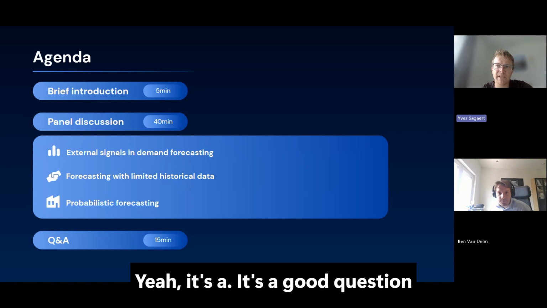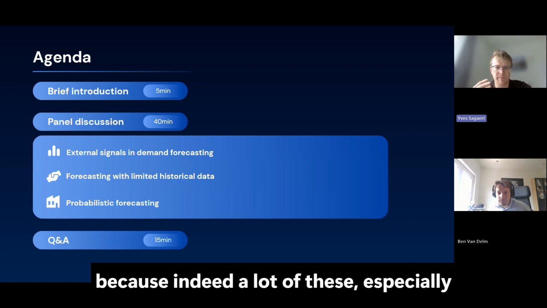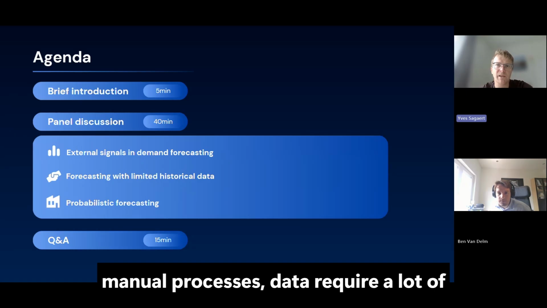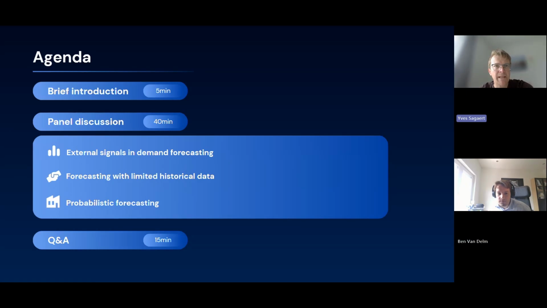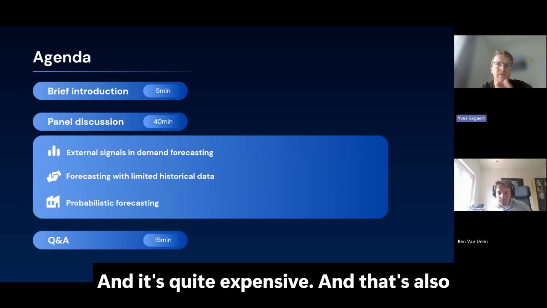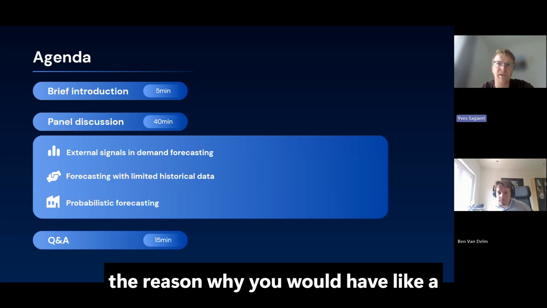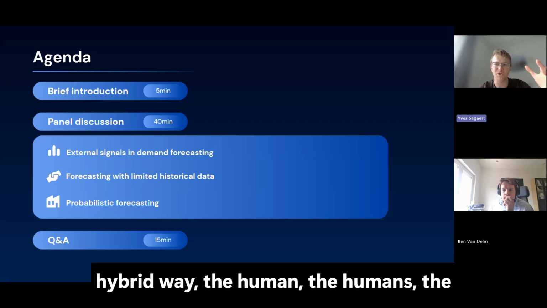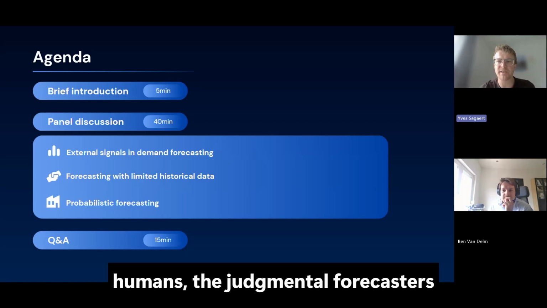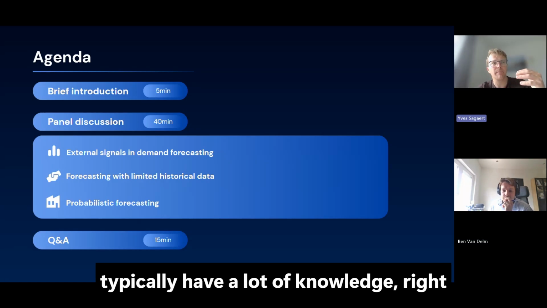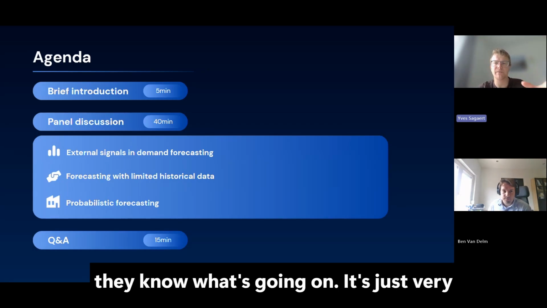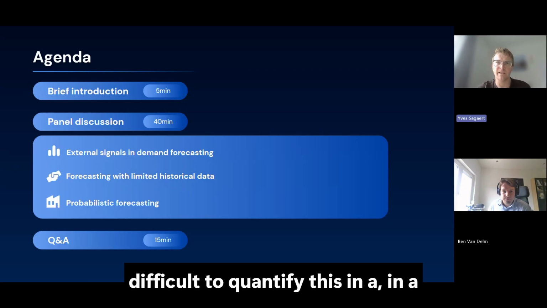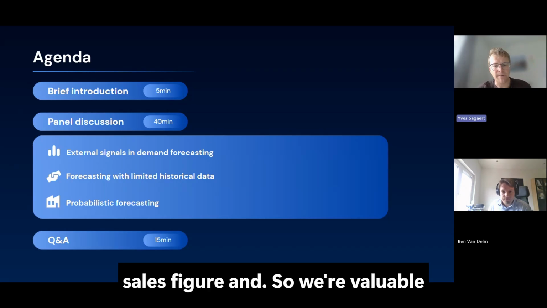It's a good question because indeed a lot of these, especially manual processes, they require a lot of time. We don't have time, and it's quite expensive. That's also the reason why you would have a hybrid way. The judgmental forecasters typically have a lot of knowledge, right? Domain knowledge. They have experience. They know what's going on. It's just very difficult to quantify this in a sales figure. So they're valuable in that way.